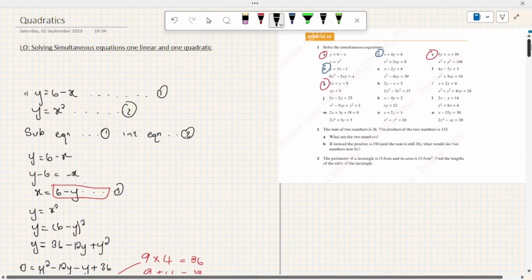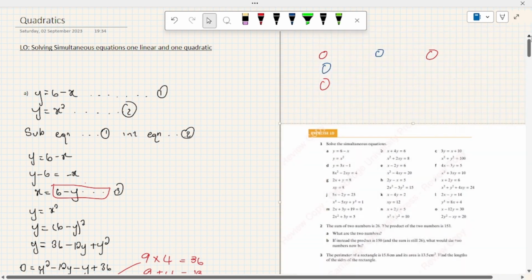So yeah, that question is done. So now let's do number C and number G, and then we'll be done. So number C and number G, ne?